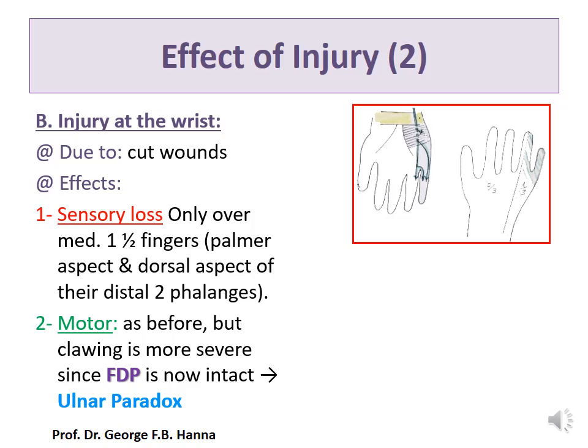So why are the rest normal? Because they are supplied by the dorsal branch of ulnar, which arises 2 inches above the retinaculum, and it curves posteriorly, and the cut wound occurs anterior to the retinaculum.